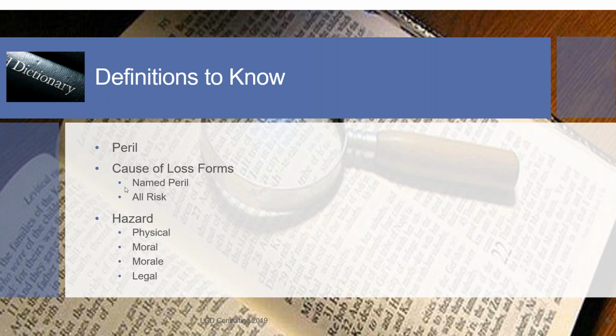All right. And so you have the different cause of loss forms. These are the general categories, but you've seen basic, broad, special. Basic and broad are named peril forms, right? And special form is an all risk form, so it lists exclusions.